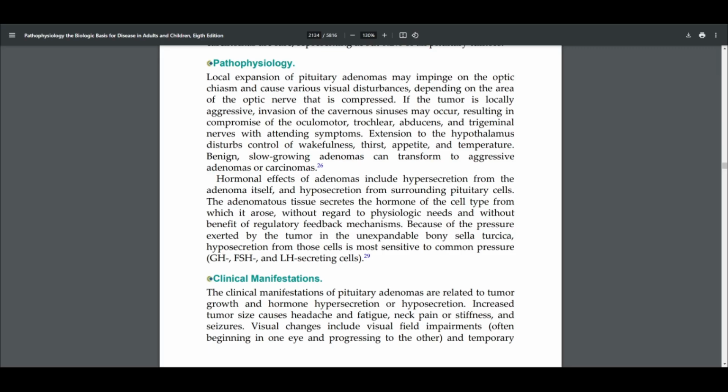Local expansion of pituitary adenomas may impinge on the optic chiasm and cause various visual disturbances, depending on the area of the optic nerve that is being compressed. If the tumor is locally aggressive, invasion of the cavernous sinuses may occur, resulting in compression of the oculomotor, trochlear, abducens, and trigeminal nerves, with attending symptoms. Extension to the hypothalamus disturbs control of wakefulness, thirst, appetite, and temperature. Benign, slow-growing adenomas can transform to aggressive adenomas or carcinomas.